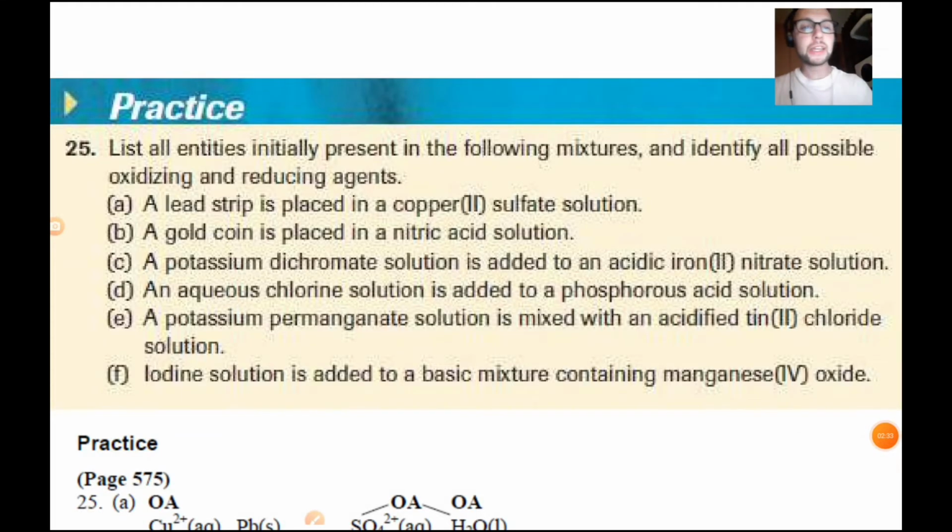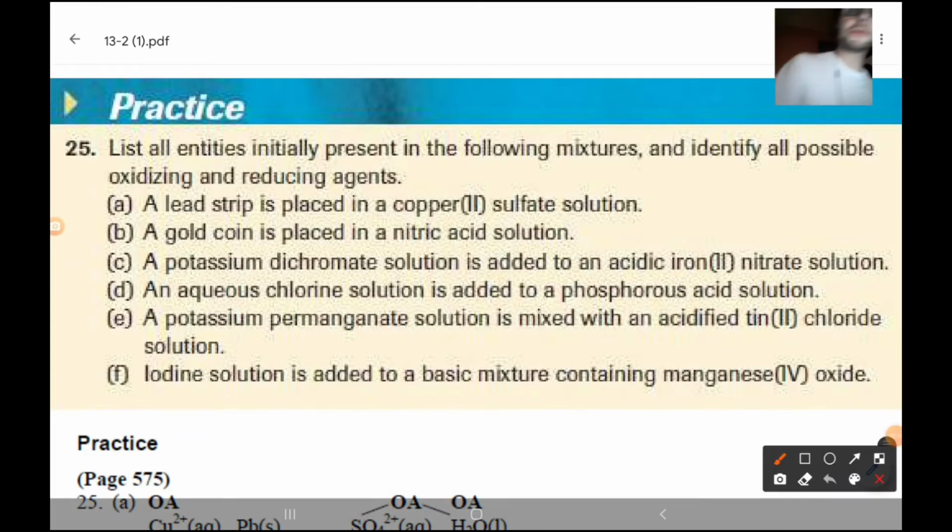So let's take a look at a couple of textbook questions. Let's look at this one in particular. A lead strip is placed in a copper 2 sulfate solution. So what this means is copper 2+. When it says solution, remember that we're going to also include H2O as one of the entities. So let's figure out if this is going to be spontaneous or not spontaneous. And I want you to take a couple minutes and write this question down.